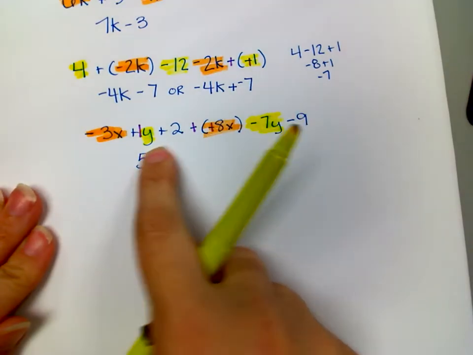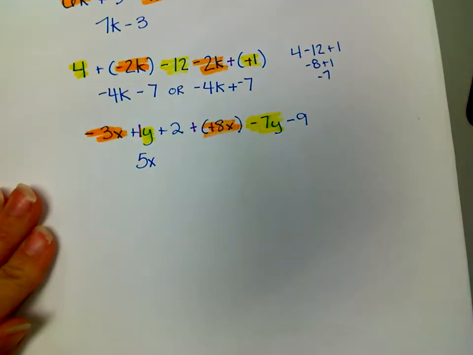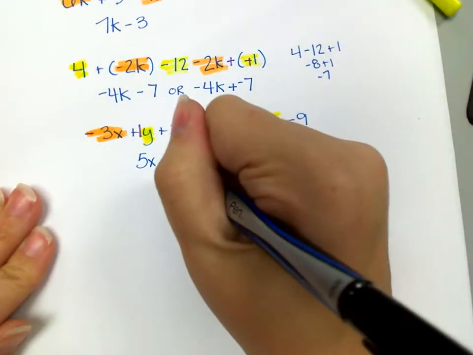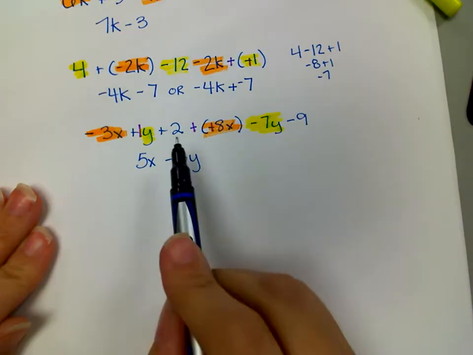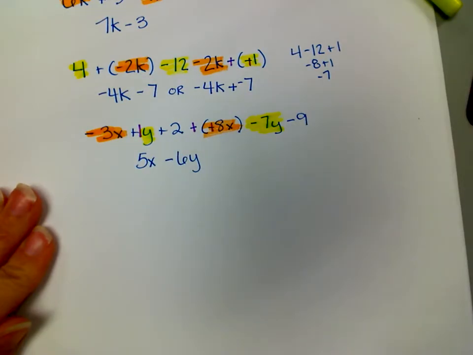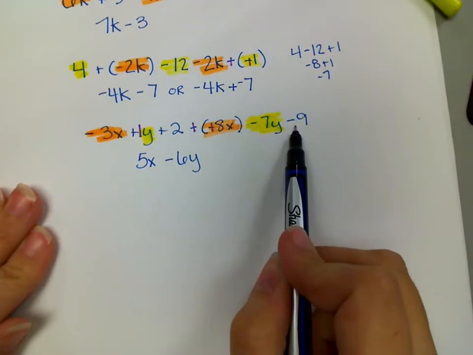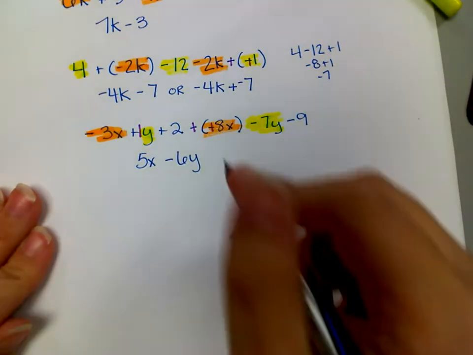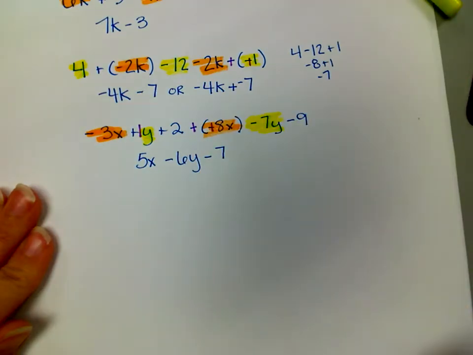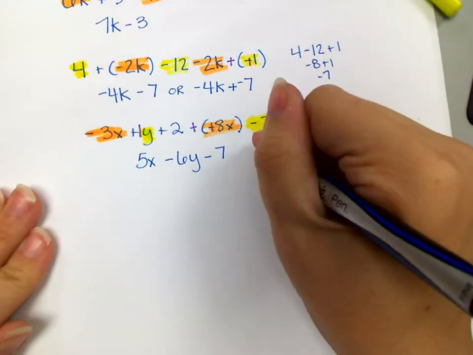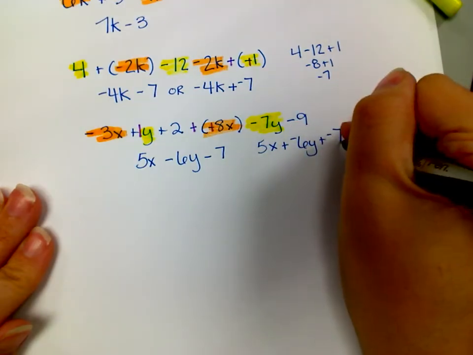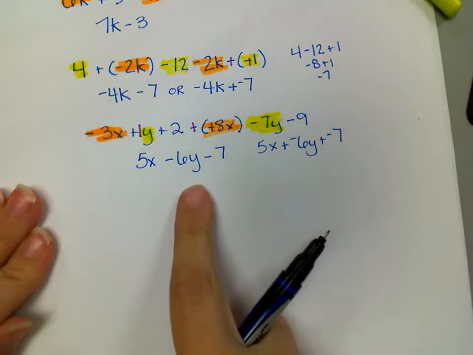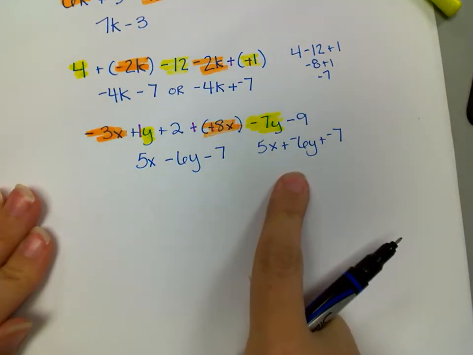So I have 1 minus 7. That's going to give me negative 6y, which is the same as minus 6y. Then I have 2 and negative 9 left. So that's 2 minus 9. And 2 minus 9 would be negative 7. So it would be minus 7. Could I say 5x plus a negative 6y plus a negative 7? Yes. This is the preferred way, but these are equal.